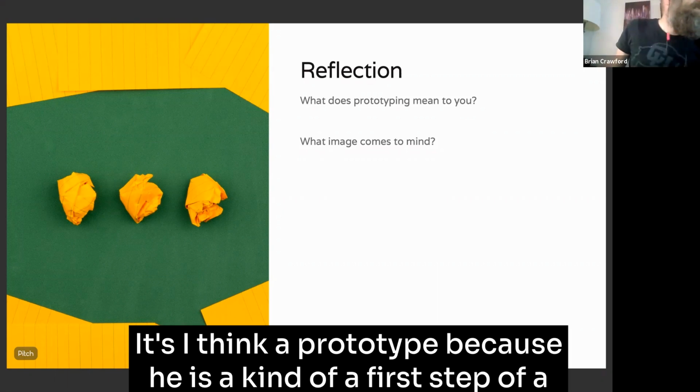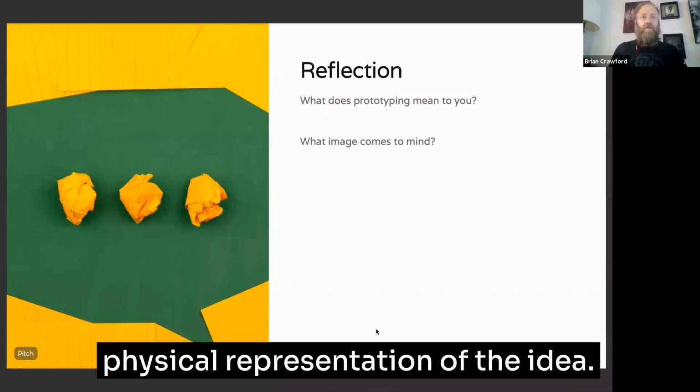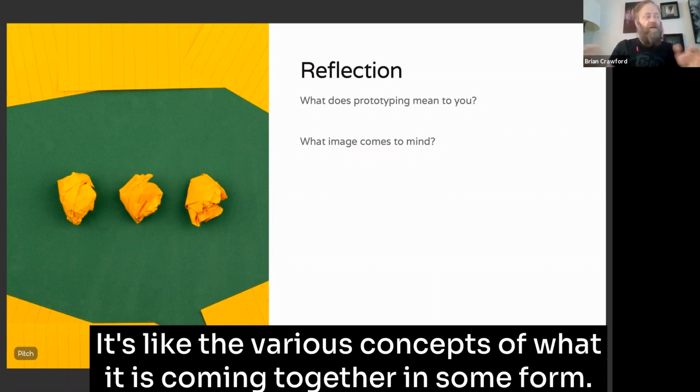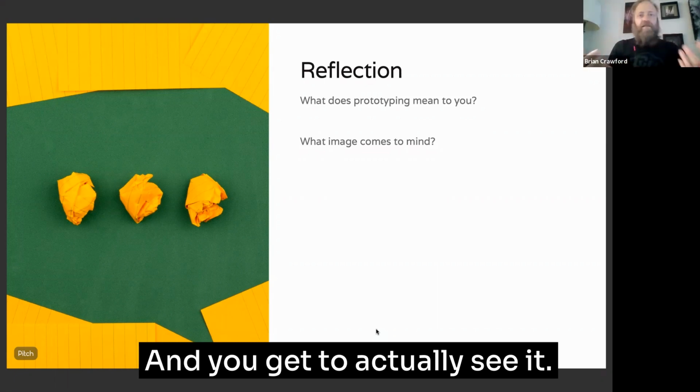I think of prototyping as a first step of a physical representation of the ideas of what this product can mean. It's like the various concepts of what it is coming together in some form, and you get to actually see it.